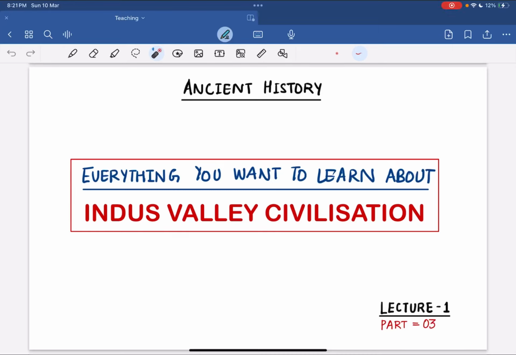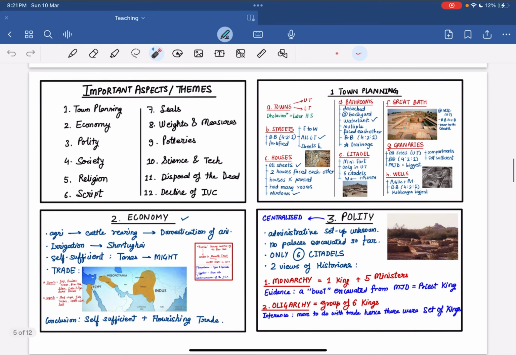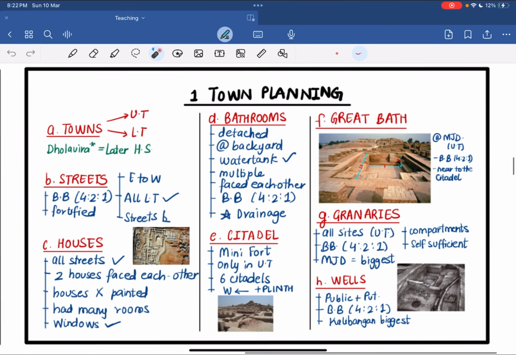So we're at part 3 of lecture number 1, which deals with the Indus Valley Civilization. When we talk about this lecture, we'll be covering the important aspects and themes related to the IVC, and there are 12 important themes, out of which let's see how much we can cover today. Without any further ado, let's get started.